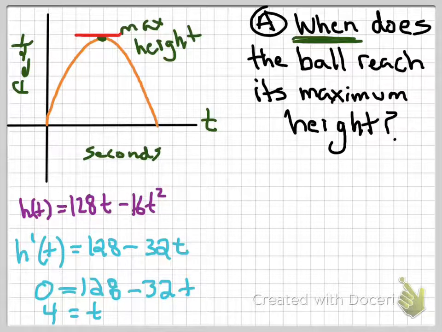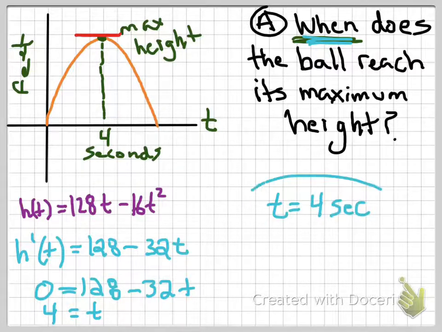Which means on my graph, this maximum height that's happening down the middle here is happening at 4 seconds. So to answer my question, when does the ball reach its maximum height? It is at a max height at time equals 4 seconds. That's when it gets to the top of the graph.